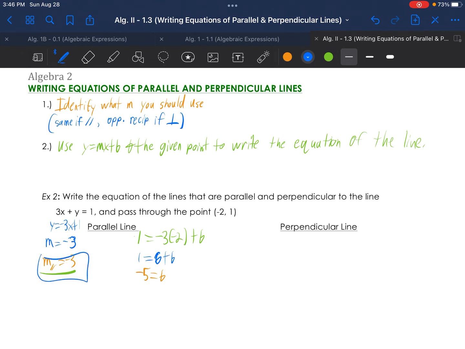Now that we finally have our m and our b, we can take those and plug them into our y equals mx plus b and get y equals negative 3x minus 5. So that would be the equation of a line that is parallel because it has the same exact slope as the original line, and it passes through negative 2 comma 1 because we made sure it did when we used negative 2 comma 1 to help find our b.